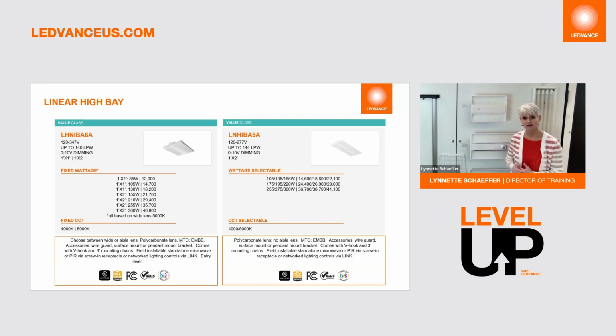On the other hand, the 5A features that dual selectability. It only comes in a 1x2. It also does not have the ability to add that aisle lens either. So just kind of keep in mind the difference between the two of those. So there's your lineup for your linear high/low bays.